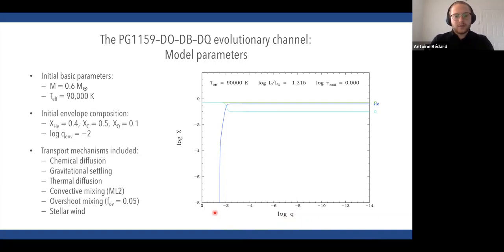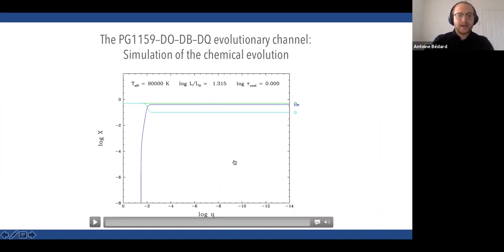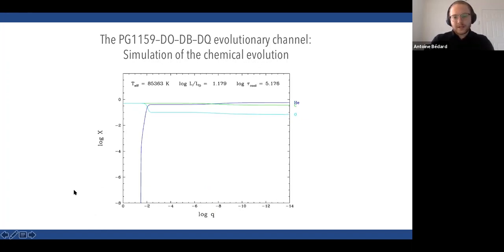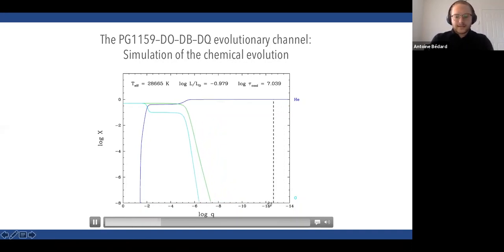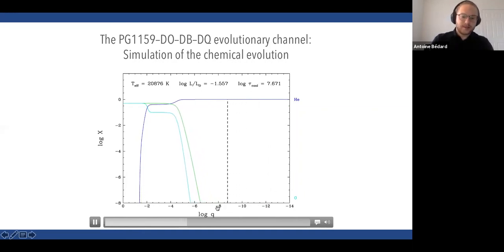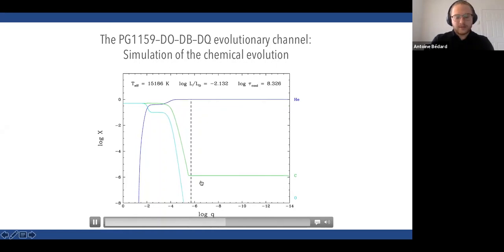And now I'm going to show you the simulation in the form of a small video, which shows snapshots of the chemical profile as the star cools. So first, the gravitational settling causes the carbon and oxygen to sink into the star, so the PG 1159 becomes a pure helium DB white dwarf. Then this dashed line shows the base of the helium convection zone, which goes deeper and deeper in the star as the star cools, and eventually reaches this carbon-rich layer. So carbon is dredged up and fully mixed in the convection zone.